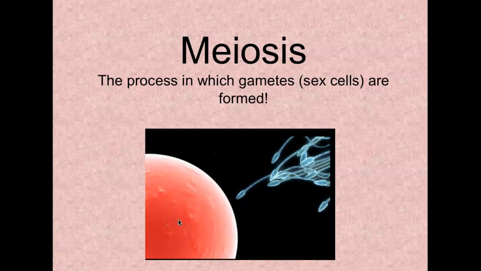Now in meiosis, the important part that you really need to understand is that when we produce and make these sex cells, they are all genetically different. And that is what we are going to talk about today: how these gametes are formed and how they are all created genetically different.